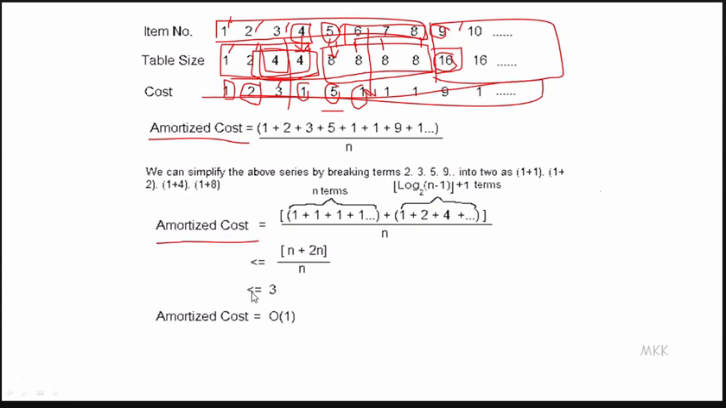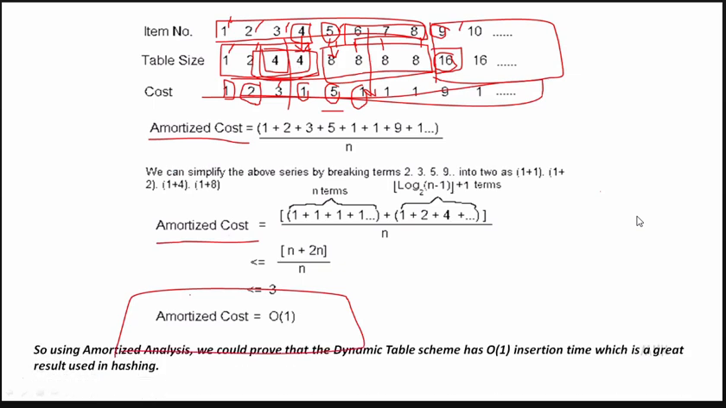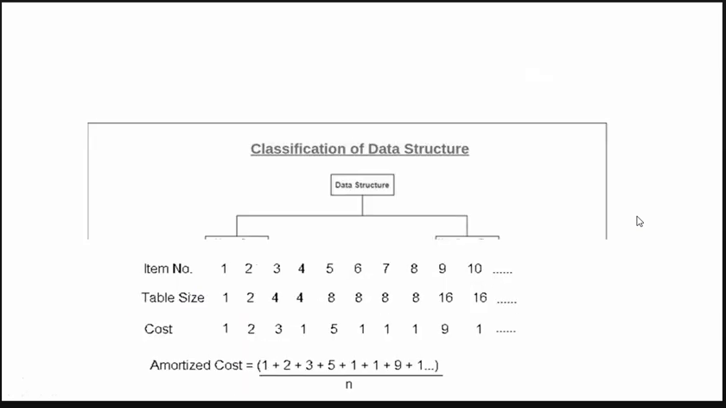Here, depending upon the n value, the output will be less than or equal to 3. Amortized cost equals big O of 1. Okay. In such a way, amortized cost is the cost of the element which was inserted depending upon the array size, I mean table size. So using amortized analysis, we could prove that the dynamic table scheme has big O of n insertion time, which is a great result used in hashing.